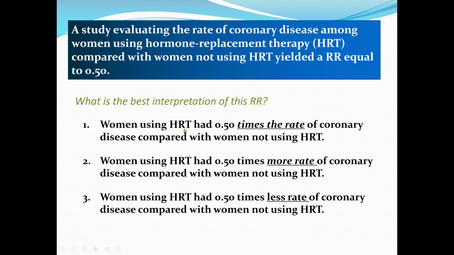Women using HRT had 0.50 times the rate of coronary disease compared with women not using HRT. Women using HRT had 0.5 times less. Less means, again, our value was lesser than 1, the ratio.